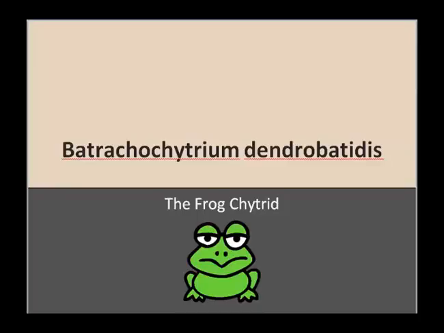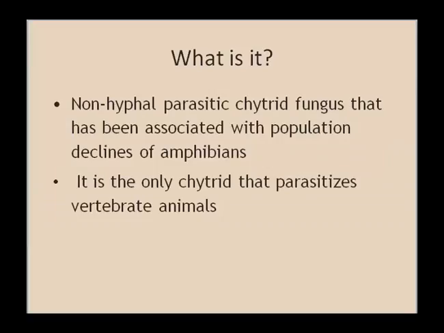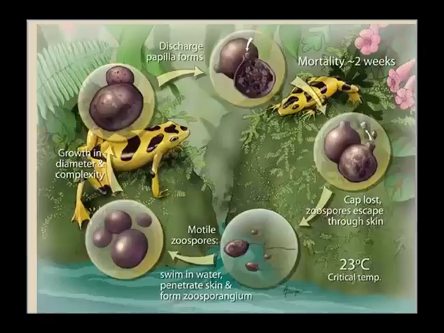Batrachochytrium dendrobatidis, the frog chytrid, also known as BD. BD is a non-hyphal parasitic chytrid fungus that has been associated with population declines of amphibians. BD has two life stages. The first is dispersal as a motile waterborne zoospore. The second is a stationary monocentric thallus that develops into a single zoosporangium.